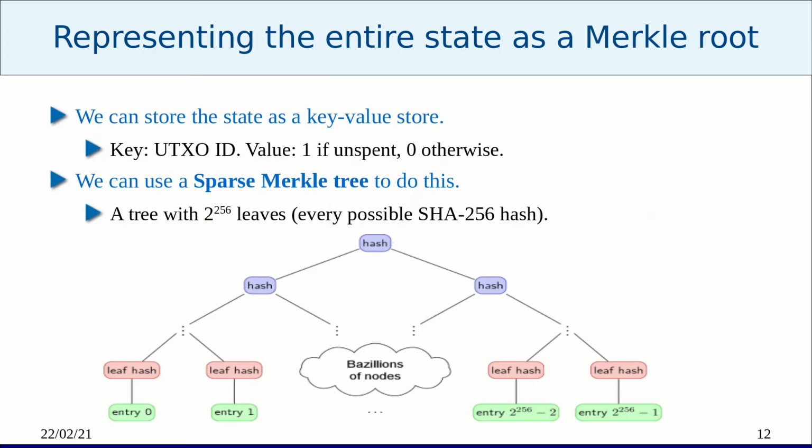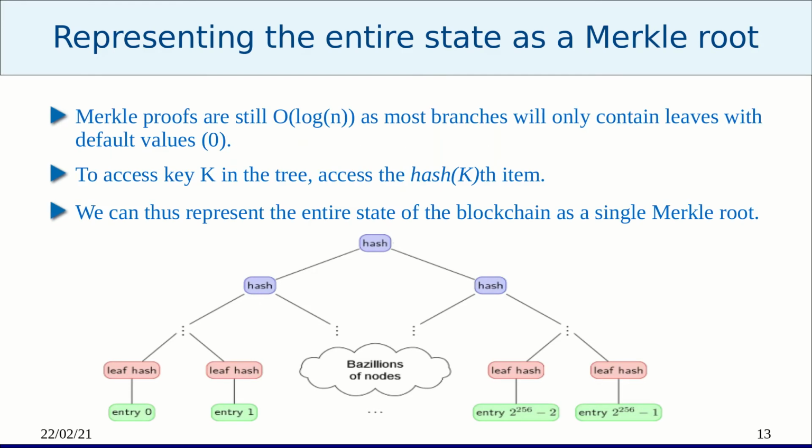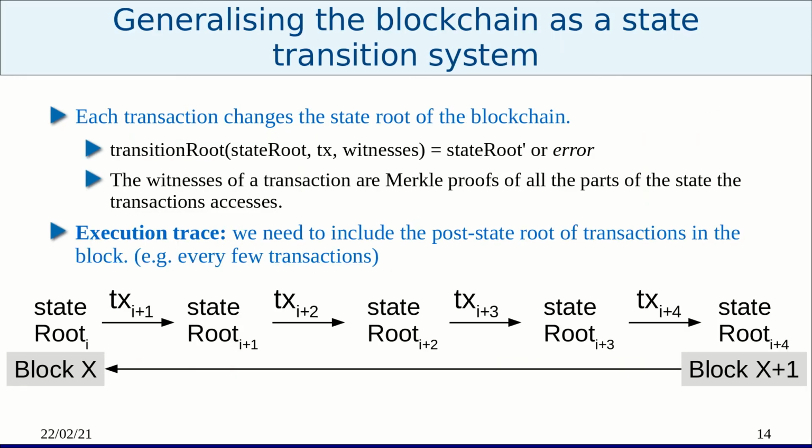Now, if you imagine that you store the state as a key value store, then to access a key k in the tree, you hash k, convert the hash to an integer, and you access the index of that integer in the tree to get the value for that key. So once we've represented the entire state of the blockchain as a Merkle root, you can assume that there's a state root transition function. So instead of a function to make transitions to the state itself, you can imagine that there's a function to make transitions to the root of the state.